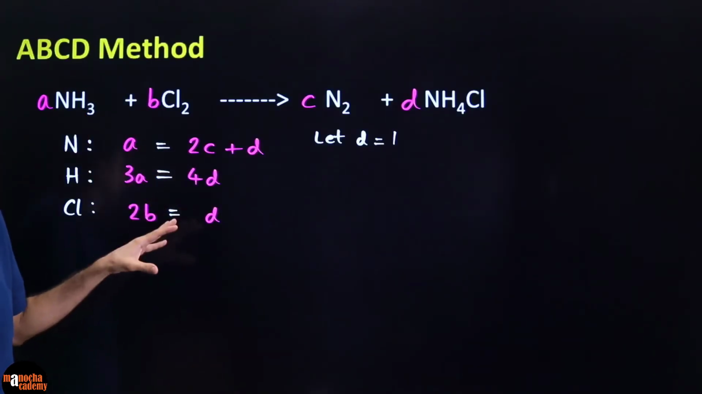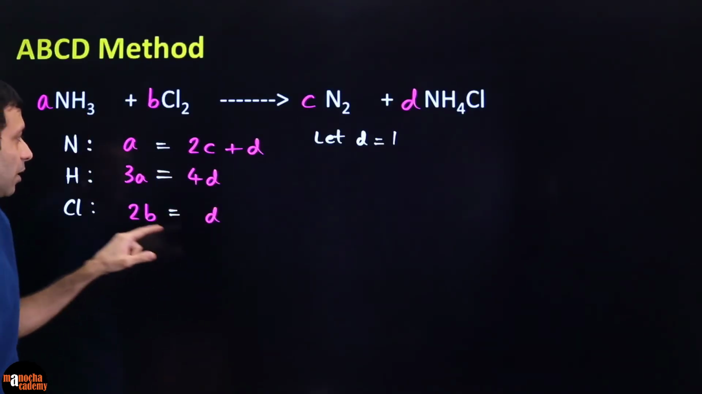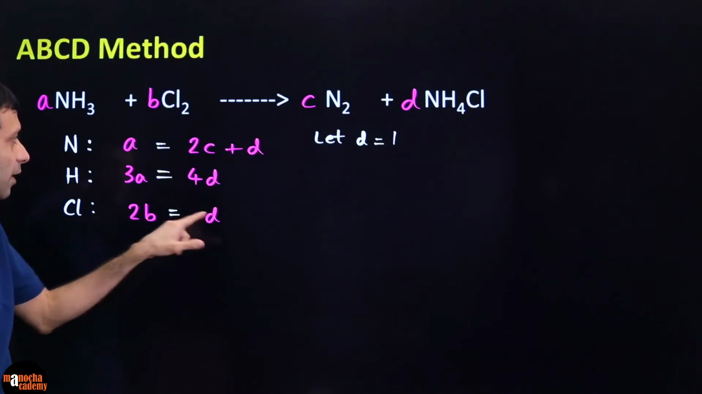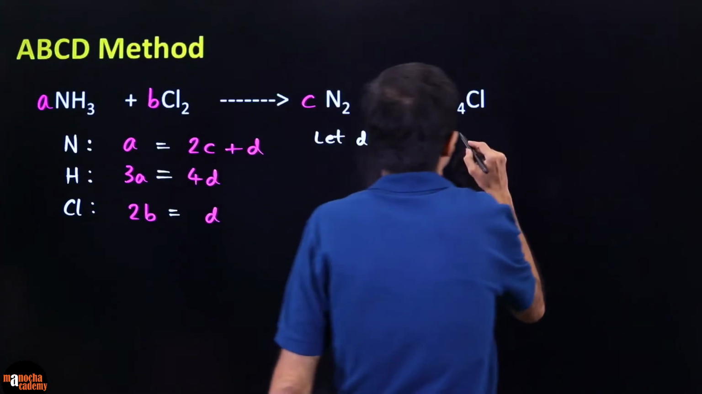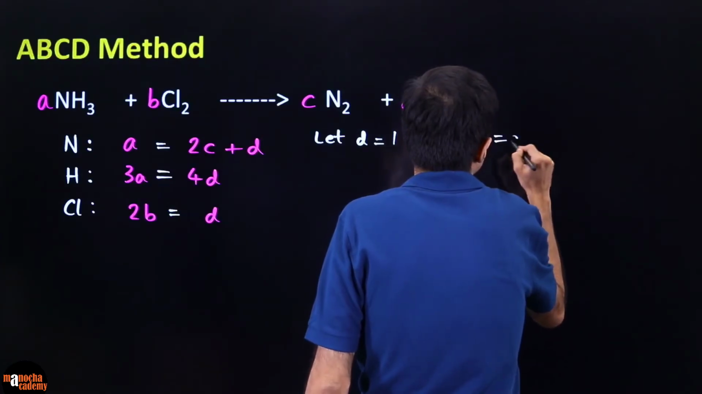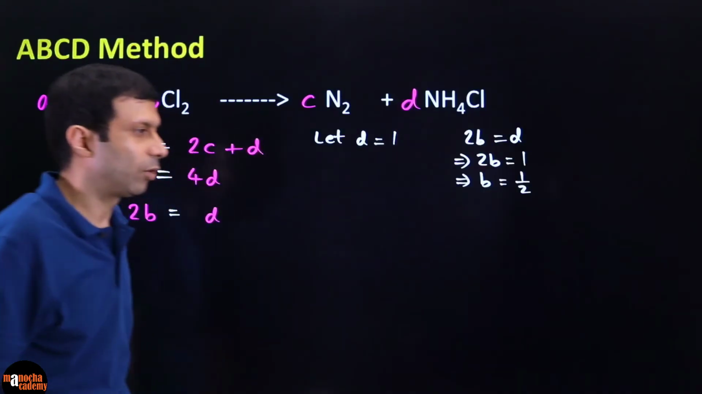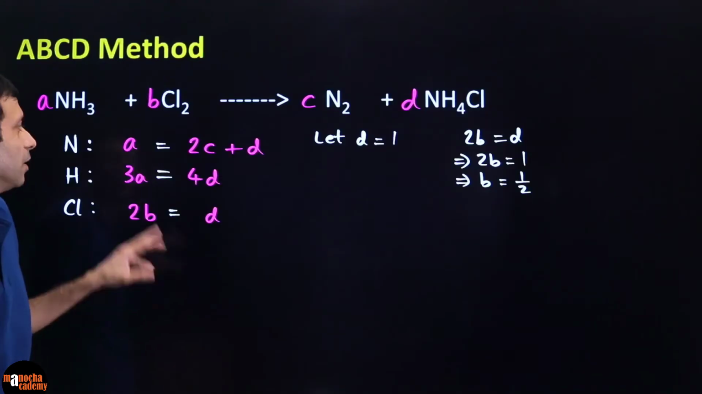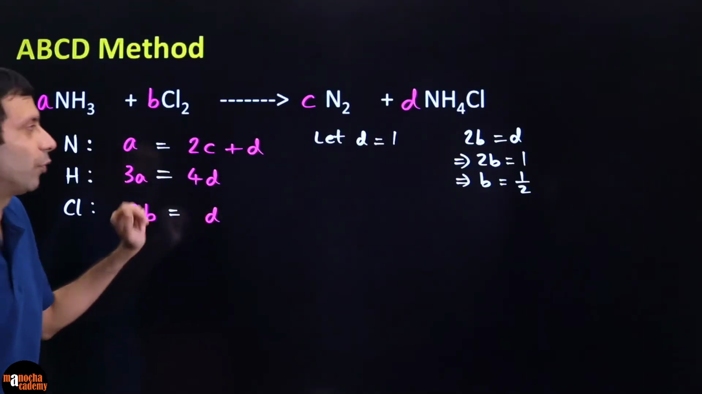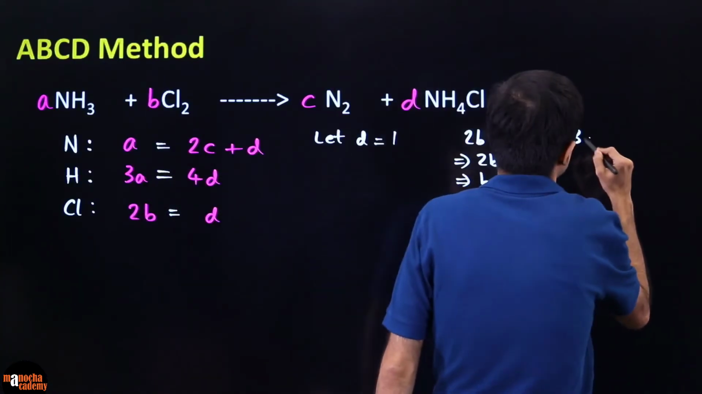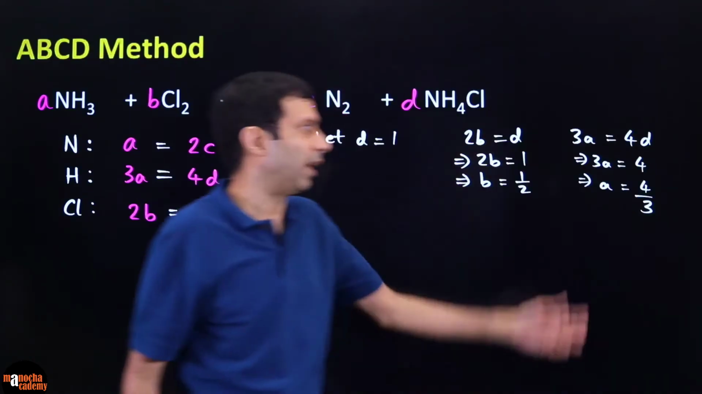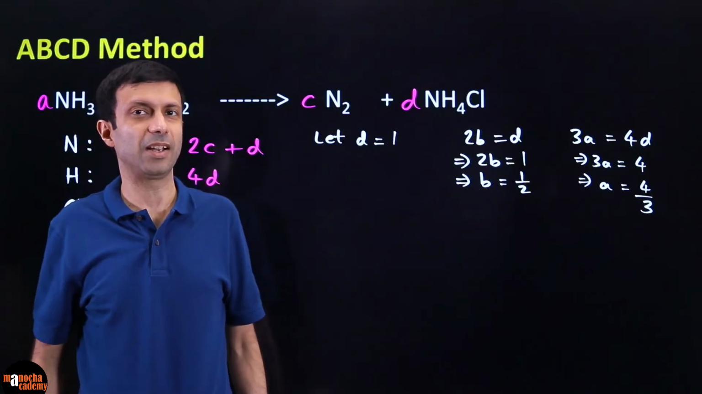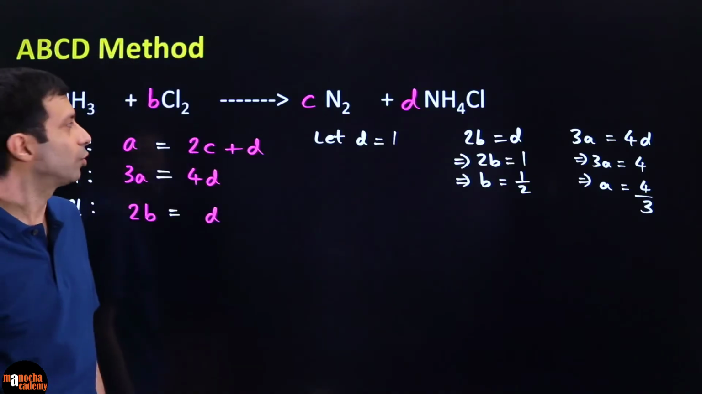Now you start solving, starting with the easiest. If D is 1, we can easily solve the value of B here. 2B equals D. Whichever one is easy, you do it first. So if 2B equals D, 2B is 1. So B is equal to half. We have solved the value of B. Same with 3A equals 4D. So 3A equals 4. A is 4 by 3. Again, we are done. The last one to solve is C.